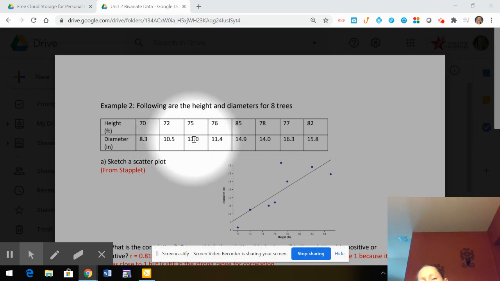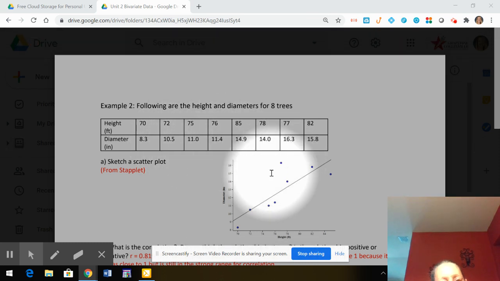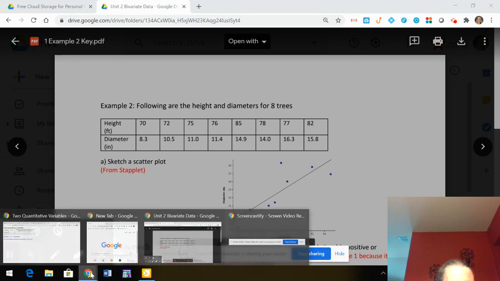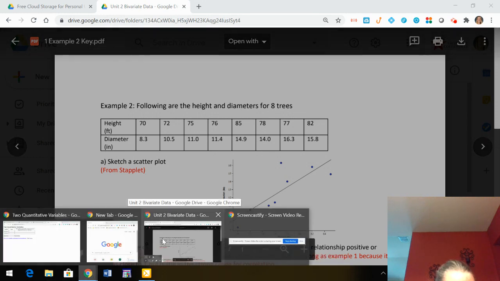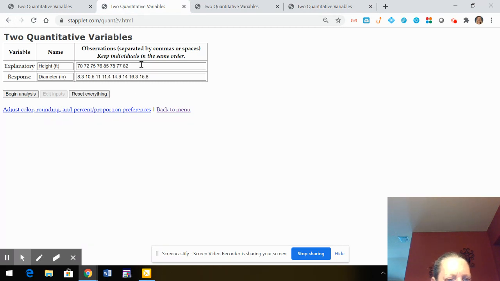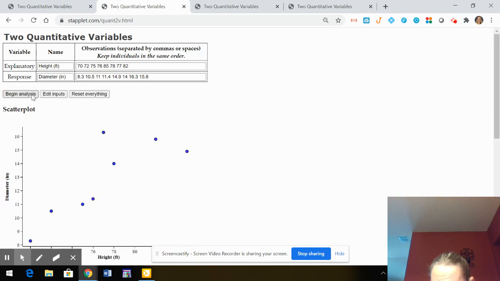This video is to talk to you about example 2 for linear regression. So what I did was I started again by taking this data and putting it into my Statlet. So I come right here to two quantitative variables. I typed in my data and it ends up looking like this. I've got the height of a tree in feet and the diameter of the tree in inches, and begin analysis.